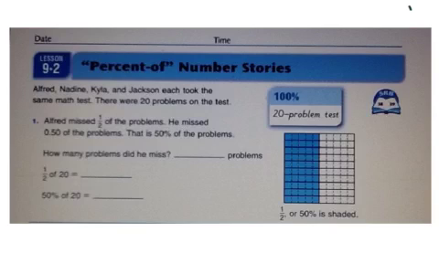Okay, so what would half of 20 be? Half of 20 is going to be 10. So 50% of 20 is 10. So how many problems did he miss? He missed 10 problems.